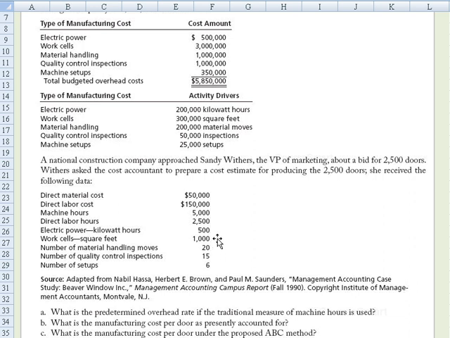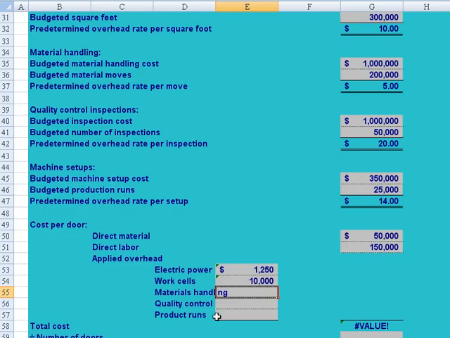Oh, I'm sorry, work cell, the base is square feet. I'm getting a little bit confused here. The material handling moves, though, was 20. So now here we've got to multiply the material handling cost, $5 times 20.